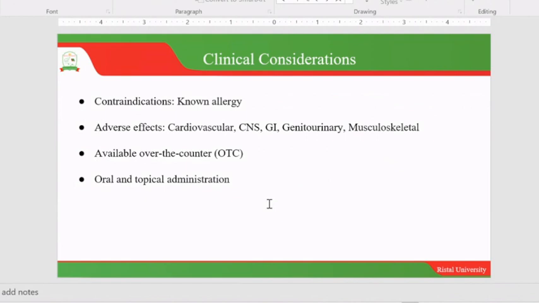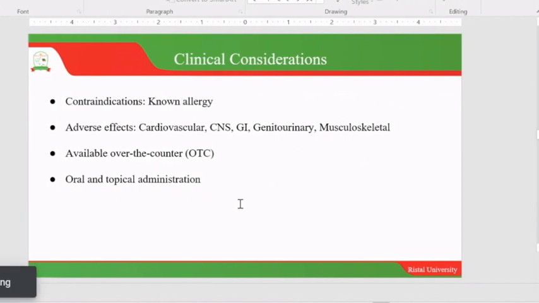And also the adverse effects, we are looking at cardiovascular diseases, issues with the central nervous system, gastrointestinal. Then we also have the genitourinary and also the musculoskeletal issues that could happen if someone is indicated with this. And it is also available over the counter. That is what we call OTC.